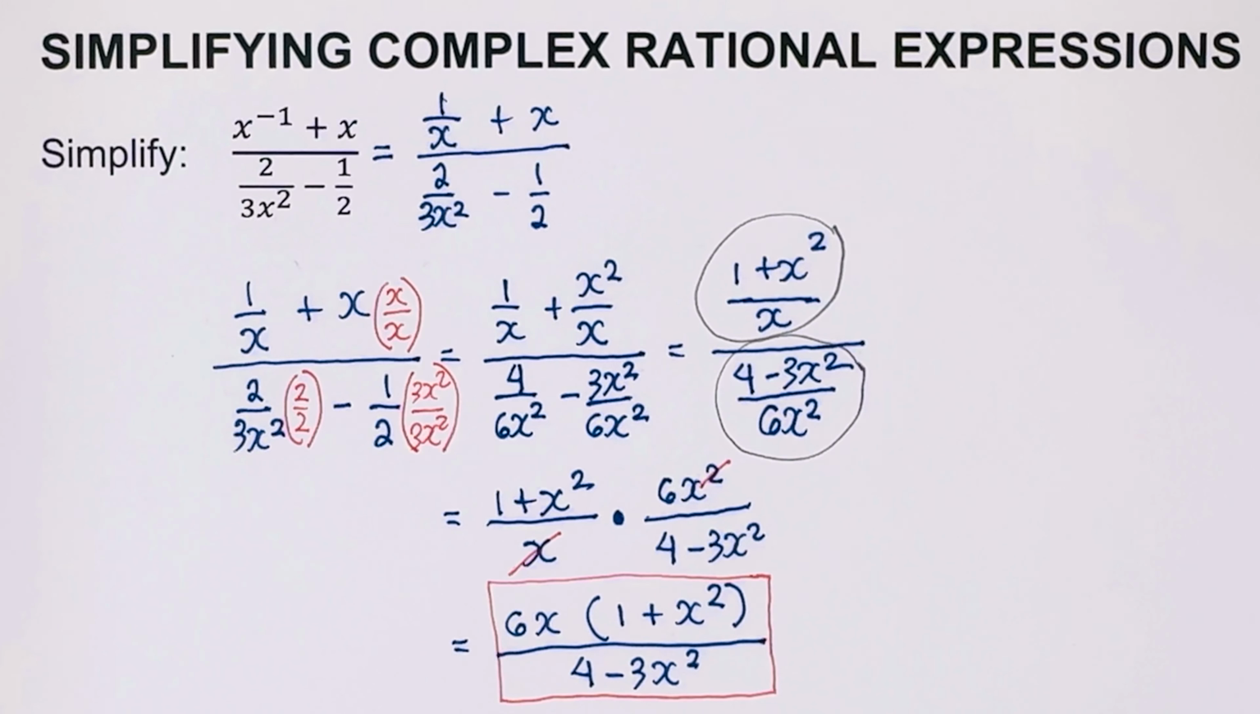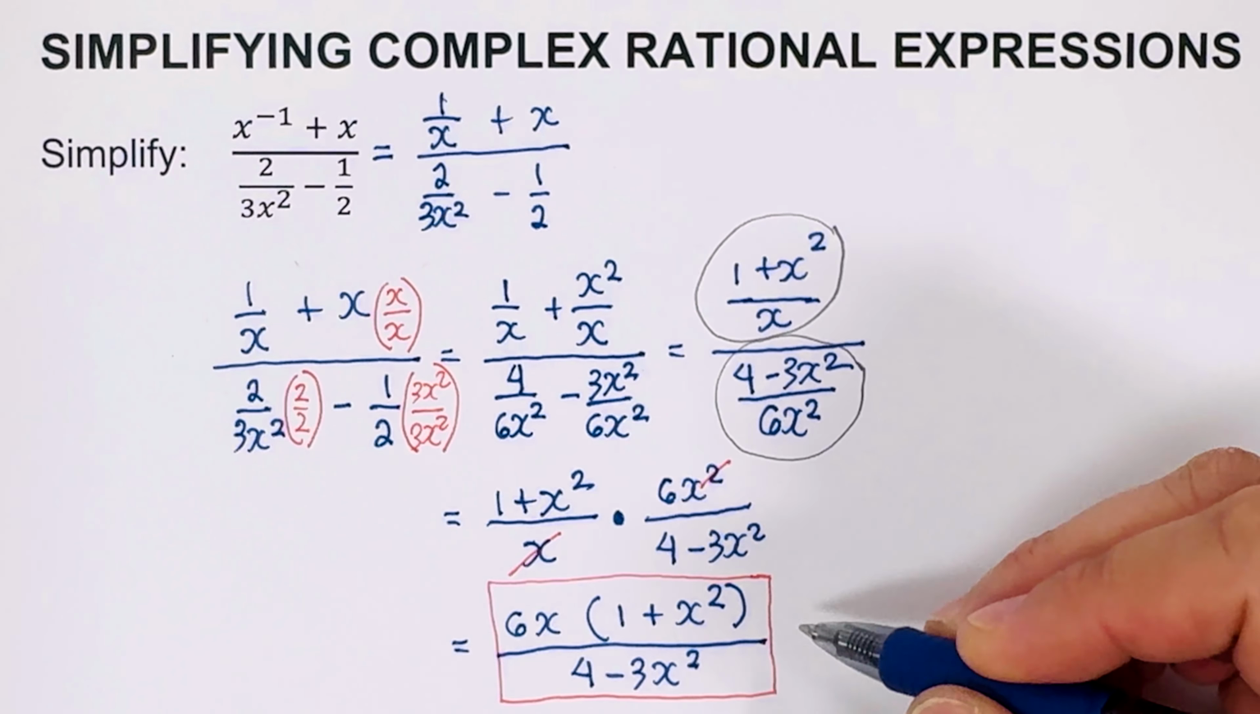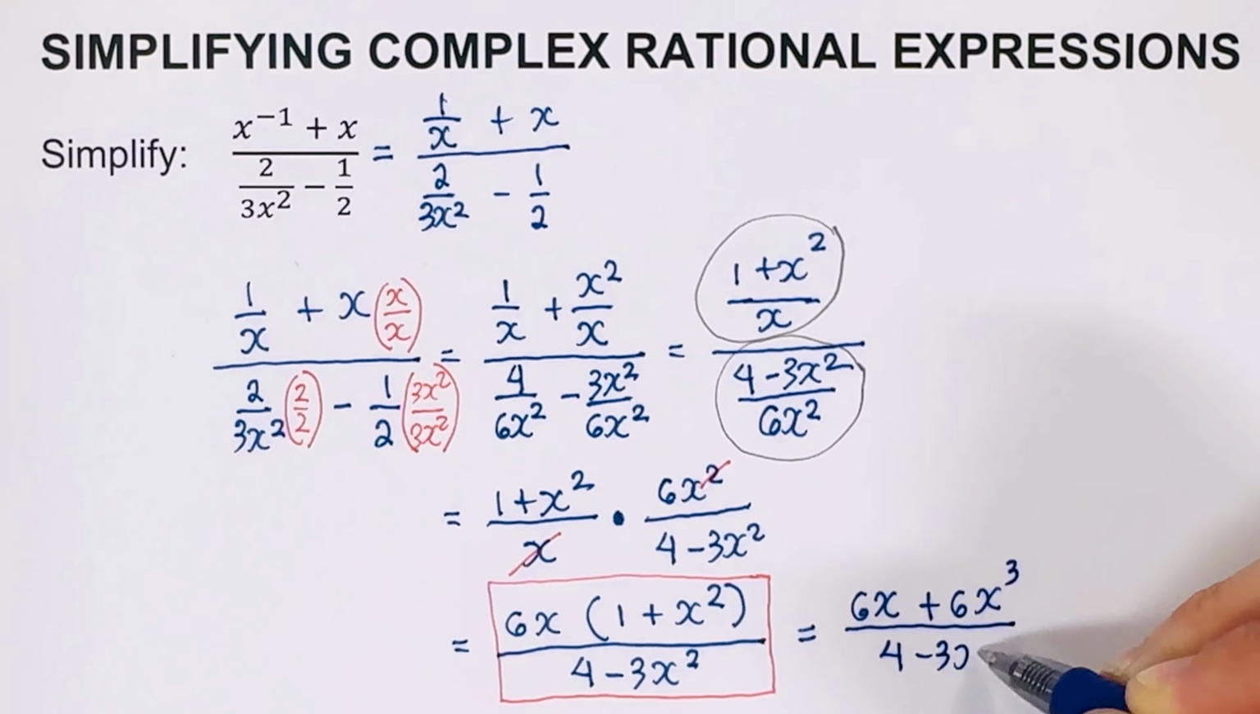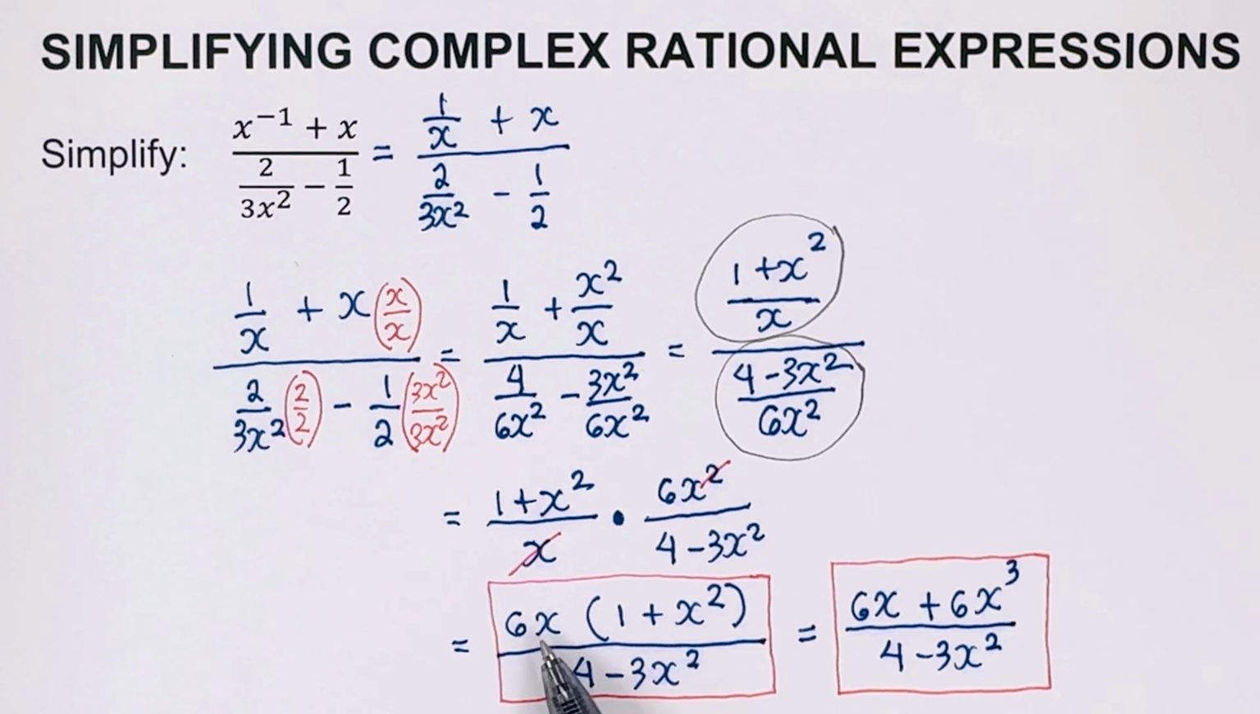We can also distribute the 6x here so that the answer could also be this one. If we distribute this 6x to each of the terms inside the parentheses, it would come out this. So that is how we simplify a complex rational expression with a -1 exponent in one of the terms.